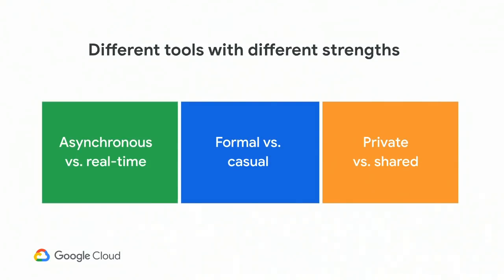You see, different communication tools have different strengths. When you think about the dimensions of communication in terms of what's asynchronous versus real time, whether it's formal versus casual, whether it's private versus shared, email tends to be the first of each of these three things. And in G Suite, we recognize this, and the reason we've built Hangouts Chat is it's designed to be much more real time, more casual, and more of a team-focused shared communication tool.